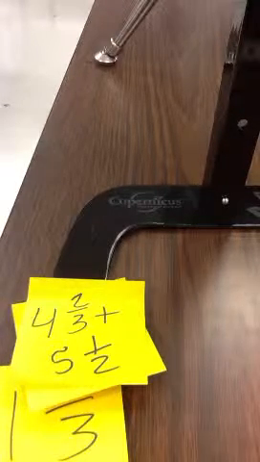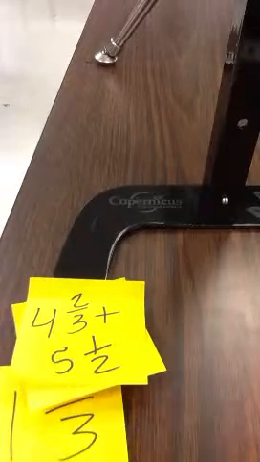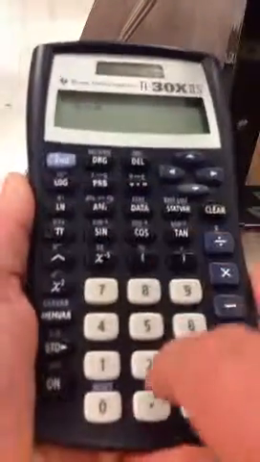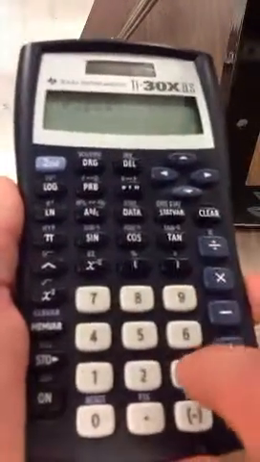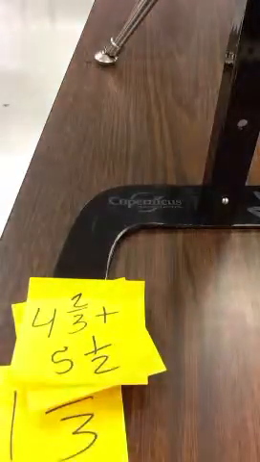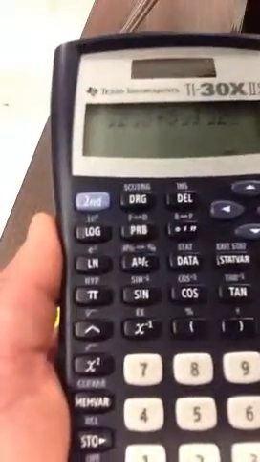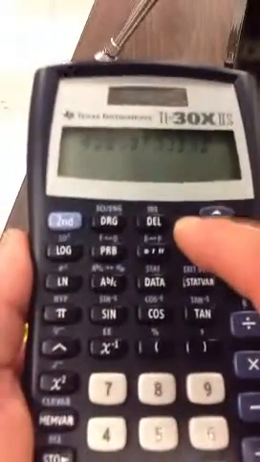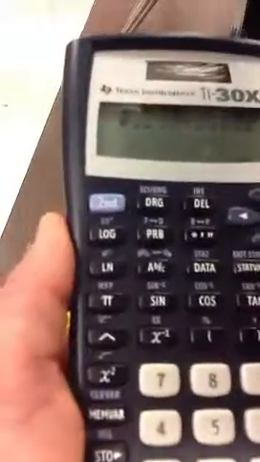So now let's see if you did it correctly. For the 4 2/3, I'm going to put in 4, fraction button, 2, fraction button, 3. So that gives me my 4 2/3. My second number was 5 1/2, so I'm going to hit plus, 5, fraction button, 1, fraction button, 2. So this is what your screen should have looked like. Notice that I can use these little buttons right here to scroll over because I ran out of room on my screen, but all the numbers are still there.